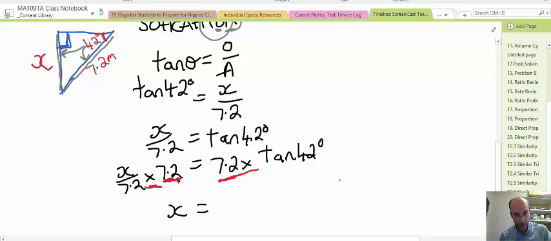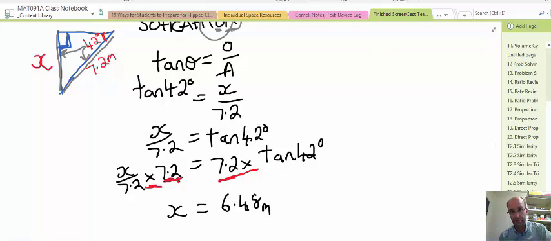Leaves us with just x, and we get our calculator and we go 7.2 times tan 42, and once we do that we get 6.48, and this was in meters, so we put our units in. Time to try some trig.